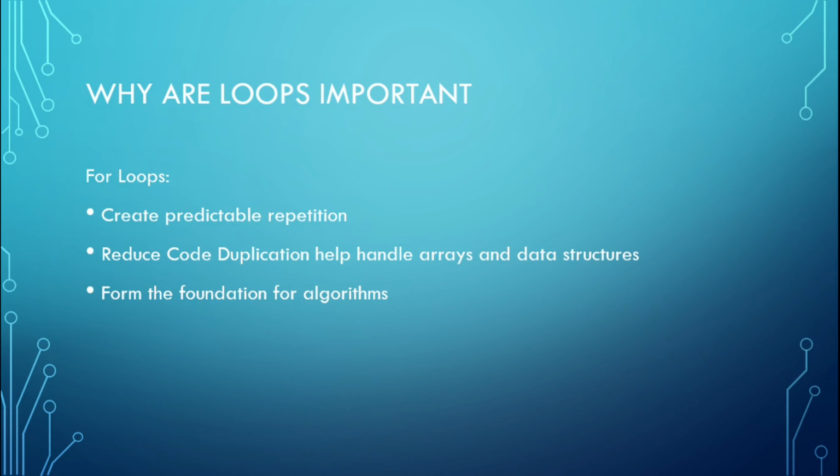Why are for loops important? For loops create predictable repetition, reduce code duplication, help handle arrays and data structures, and form the foundation of algorithms. Understanding them is essential before moving on to things like vectors, sorting algorithms, file processing, and more.